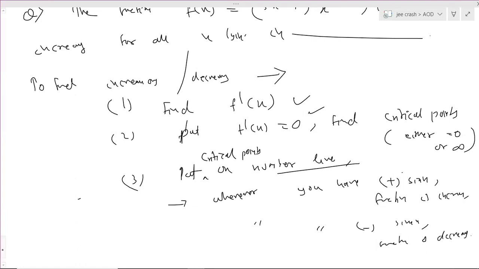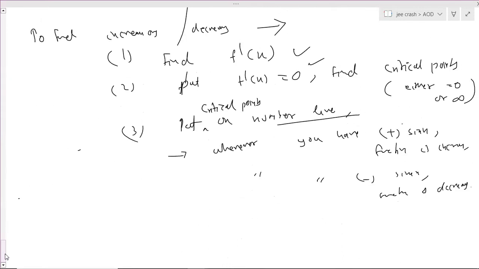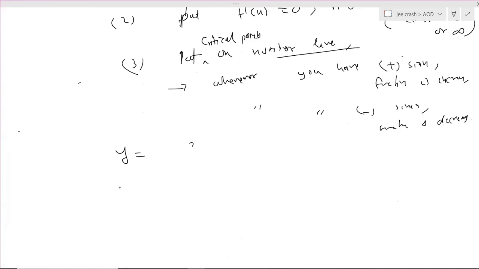All right. So let me solve this question. The function is f of x equals to 3x minus 7 x to the power 2 by 3. So y equals to 3x minus 7 x to the power 2 by 3. Differentiate it fast. Tell me what will be the differentiation. 2 by 3 x raised to the power minus 1 by 3, in the denominator. Yes, sir, minus 1 by 3.